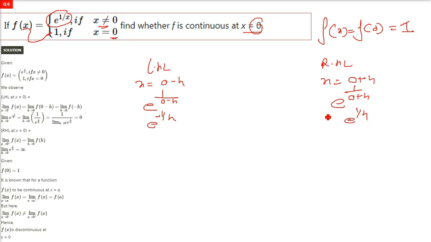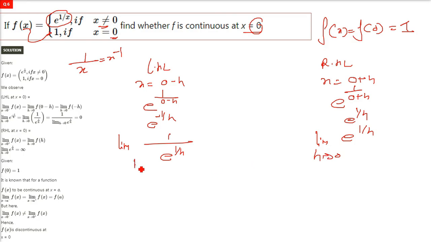So you can write this as 1 by e raised 1 by h. If you write 1 by x, you can always write it as x inverse, x raised minus 1. So 1 by e raised 1 by h. Here we have e raised 1 by h. Now we are ready to apply the limit. The limit is h tends to 0 on both sides.